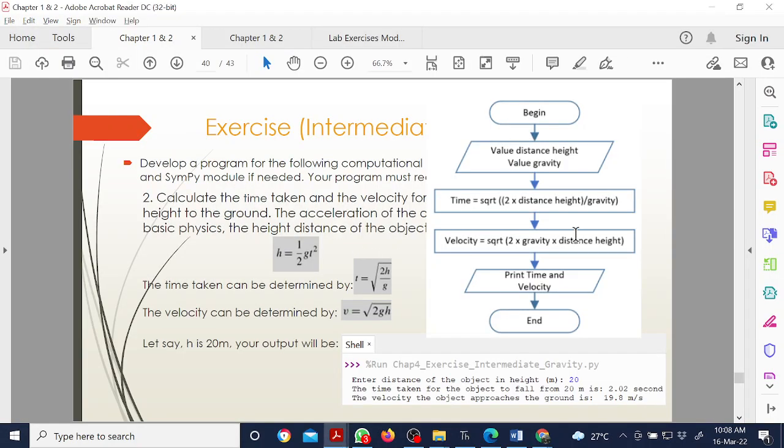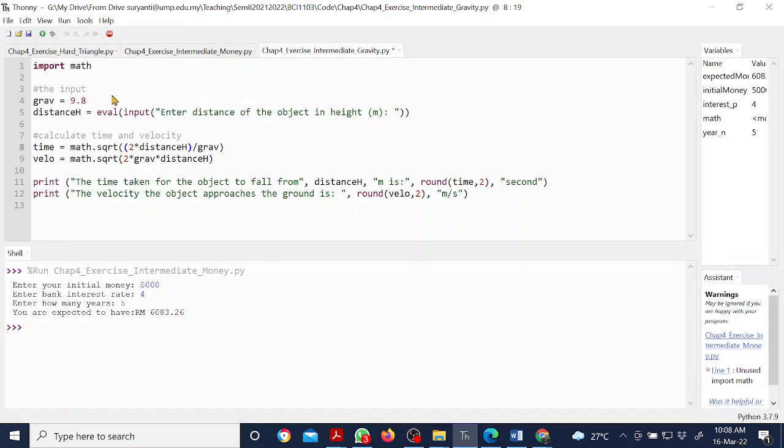I know that my distance height is from here, distance h, so that's why I put distance h here. And then over gravity. My gravity is from here, graph, so I put graph here. Now I have time.